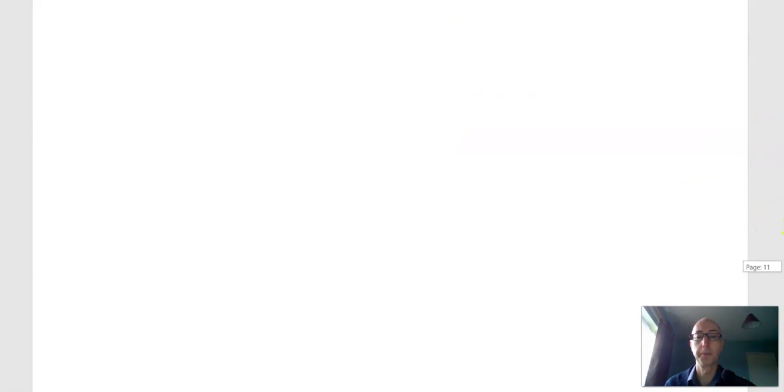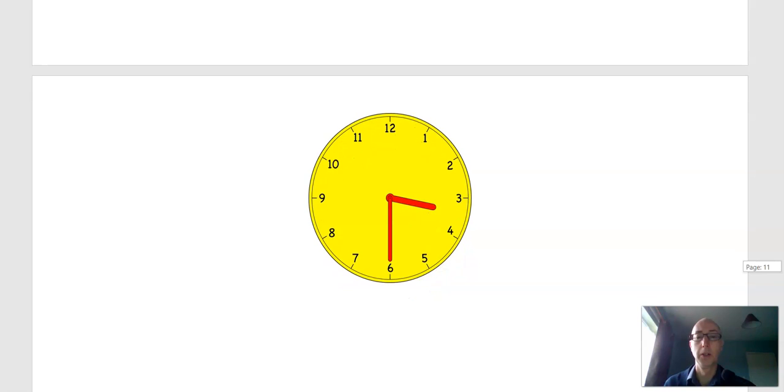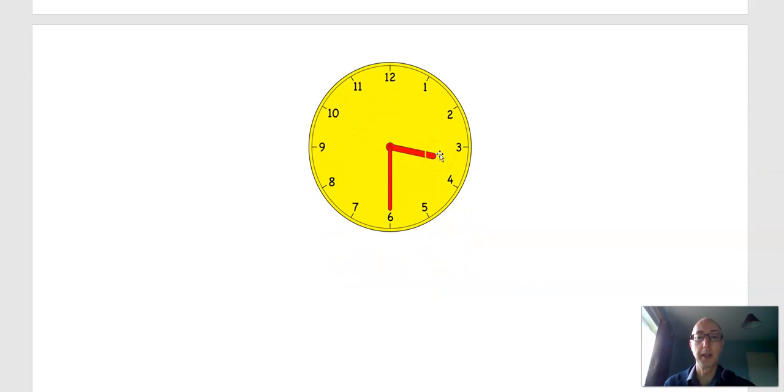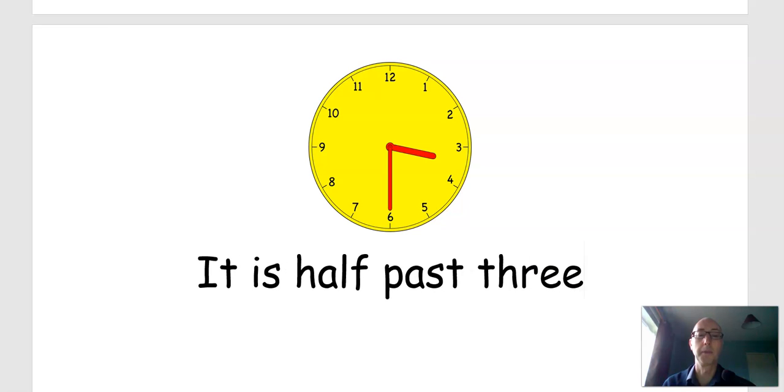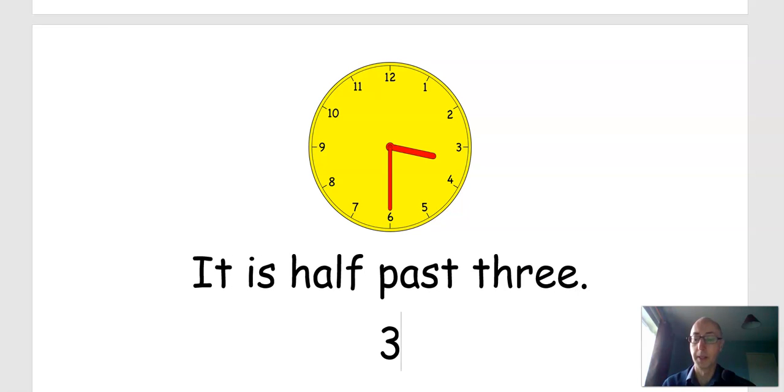1 or 2 more. So, where is the big hand? Is it here or is it here? The big hand is at 6. So if the big hand is at 6, we know it is half past or o'clock? Big hand is at 6, it's half past. And the hour is 3. And this is the time in numbers, 3:30.